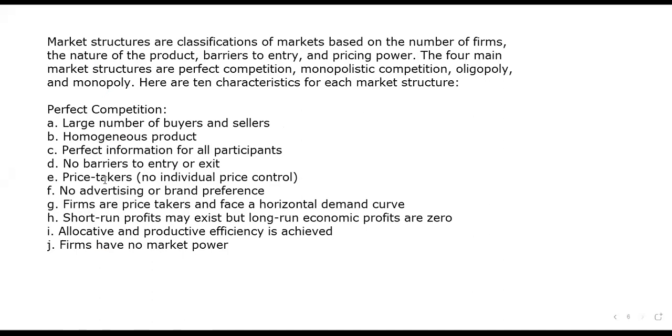These are price takers, meaning there's no individual who can control the price. There's no advertising or branding preference. Firms here are price takers and face a horizontal curve. Short-run profits may exist, but in the long run there's zero economic profit. Allocative and productive efficiency is achieved, and firms here have no market power. This is under what? Perfect competition.